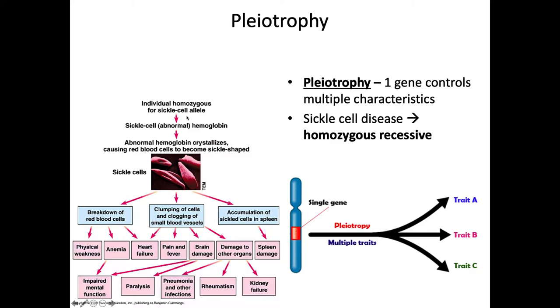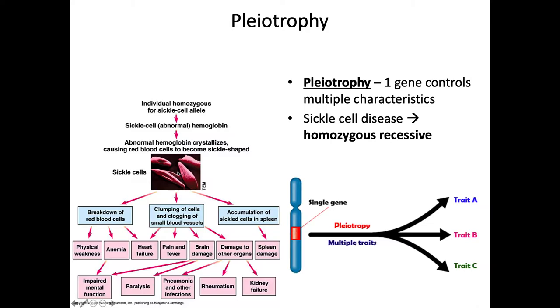So remember, sickle cell disease is when your red blood cells become that sickle shape. It's because that hemoglobin protein crystallizes and becomes that crescent shape. When it becomes that crescent shape, it doesn't have the right shape to deliver the oxygen to your tissues, to your cells. And then you get this domino effect where you can have all these multiple health problems. So here, if these sickle cells aren't the right shape, you have a breakdown of your red blood cells, and then you can get these symptoms.